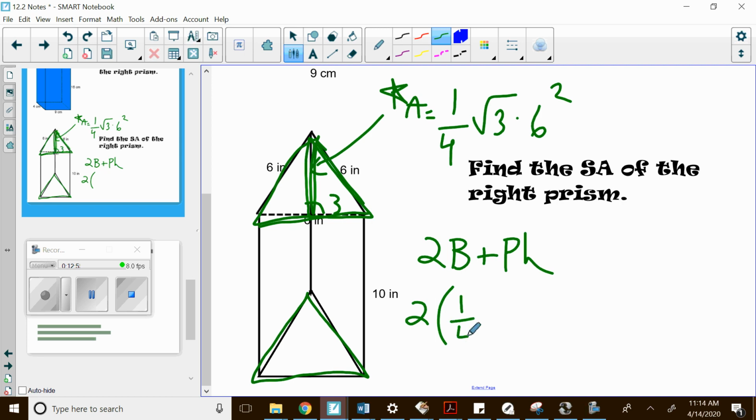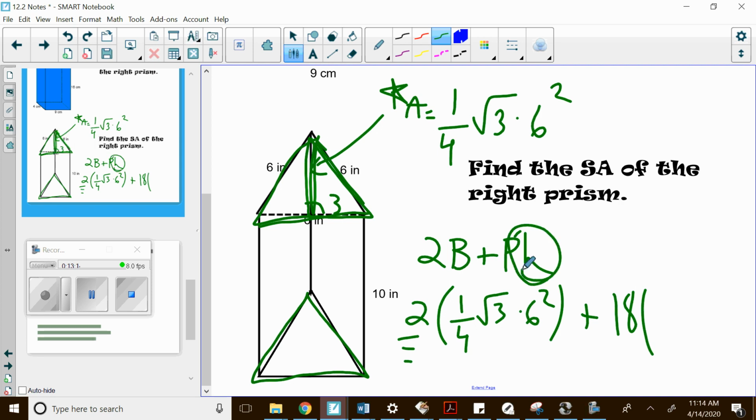So 1/4 times the square root of 3 times 6 squared goes in there, right? And there's 2 of them. That's why there's that 2 there. Plus perimeter of a base, which is 18, 6, 6, and 6. And then the height. The height, remember, is distance between bases. It's not the height of this triangle, but rather the height of the whole prism, which is distance between bases, which would be 10 here.